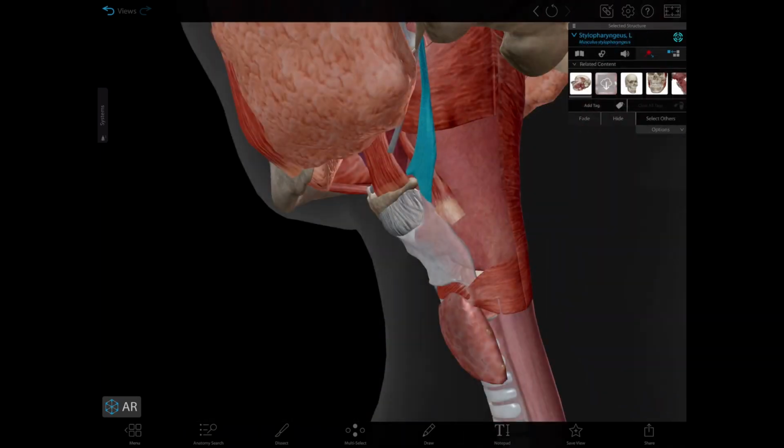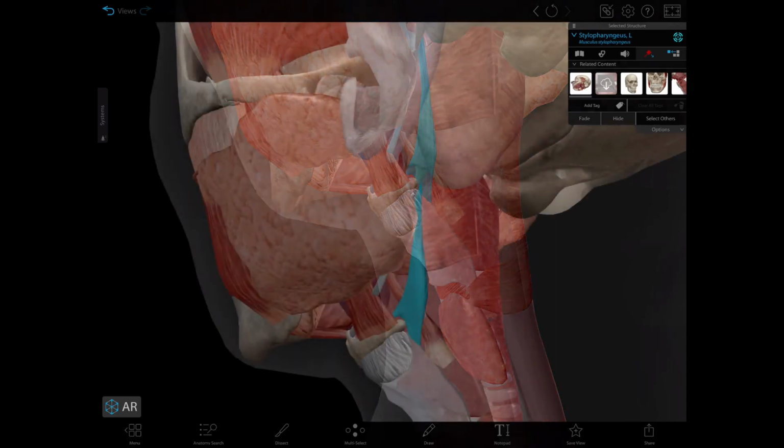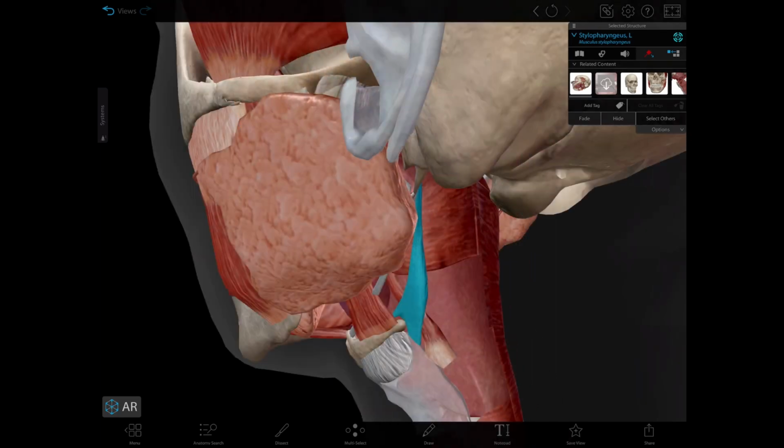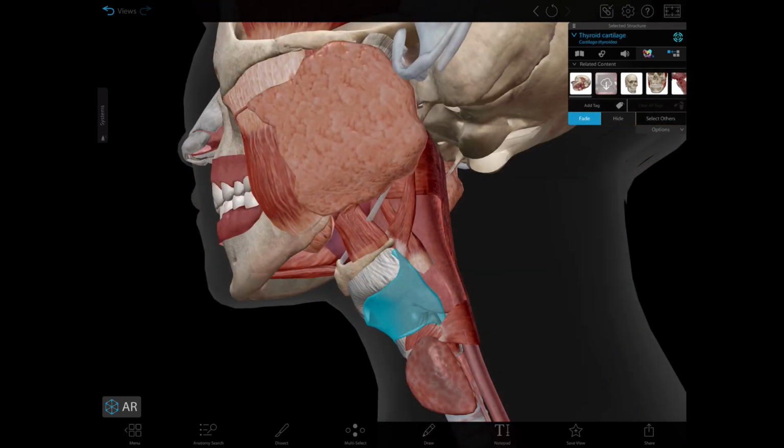Now the stylopharyngeus has an origin in the styloid process. And insertion, these fibers are going to pass inferiorly and medially, and they enter the pharyngeal wall by passing between the superior and middle constrictors. Some of the fibers will insert into the posterior border of the thyroid cartilage over here, and the rest of the fibers are going to terminate in the pharyngeal wall with the fibers of the palatopharyngeus.